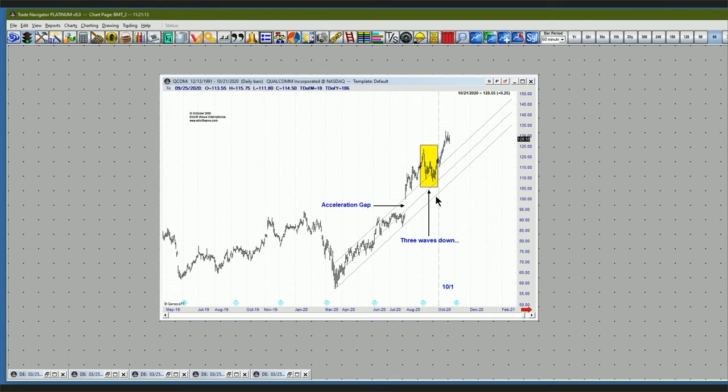Here was why we were looking up in Qualcomm. An acceleration gap identified that peak as a wave 3. We saw 3 waves down, a counter-trend move. This was a no-brainer, a gimme, okay? Again, acceleration gaps occur most frequently in the wave 3 position of an impulse wave. A 3-wave decline right into our KCT support lines for 4th wave support. This was kind of a no-brainer.